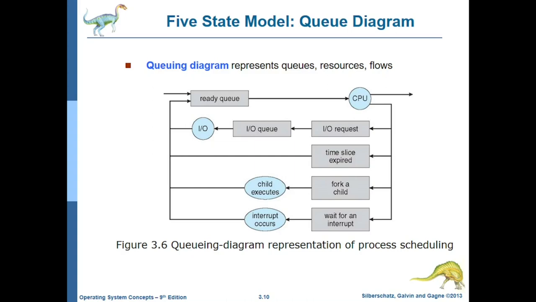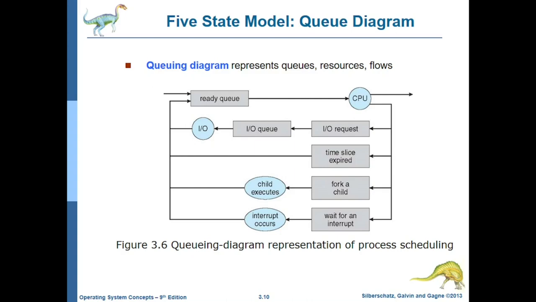A process can move from the CPU to a child execute state when it forks a child. This means that the process creates a copy of itself, called a child process, and both processes continue their execution independently.